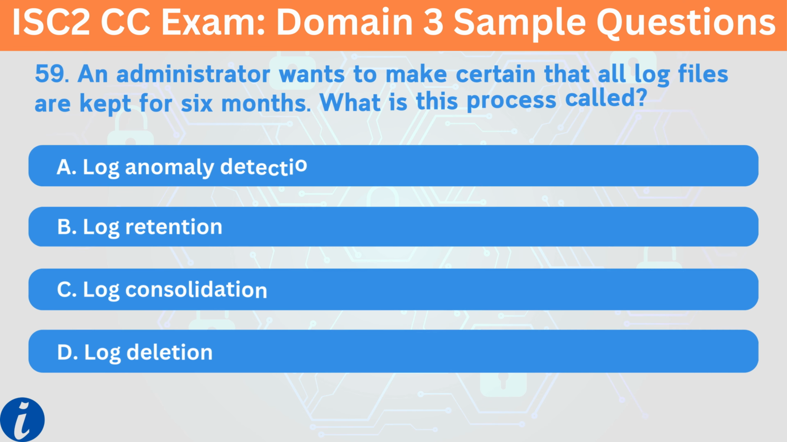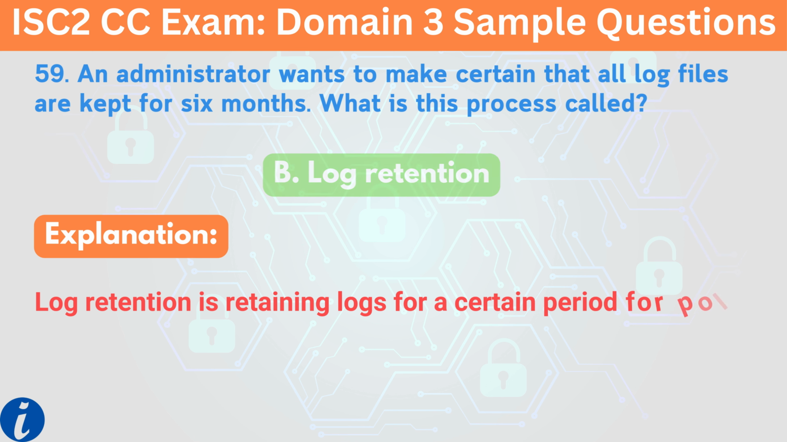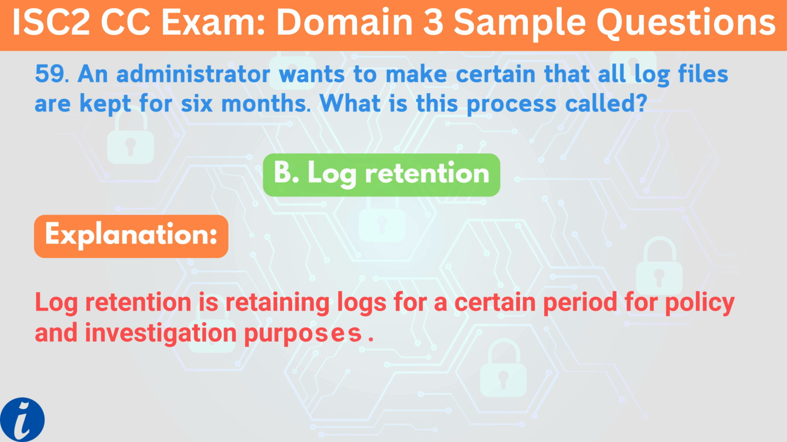59. An administrator wants to make certain that all log files are kept for 6 months. What is this process called? A. Log anomaly detection. B. Log retention. C. Log consolidation. D. Log deletion. The correct answer is B. Log retention. Explanation: log retention is retaining logs for a certain period for policy and investigation purposes.